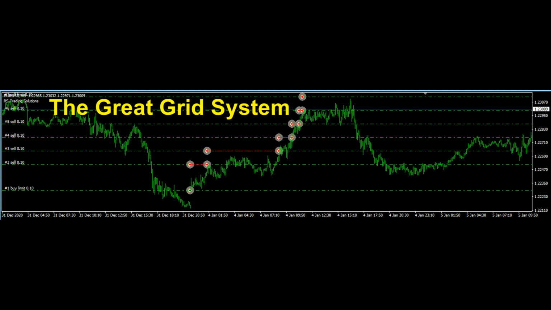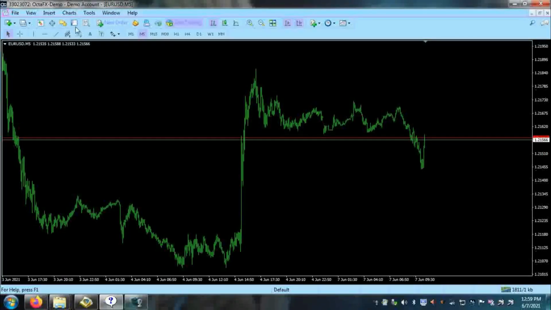Today we are going to backtest an expert advisor using the grid system. Come, let's attach this expert advisor to the chart and see how it functions.